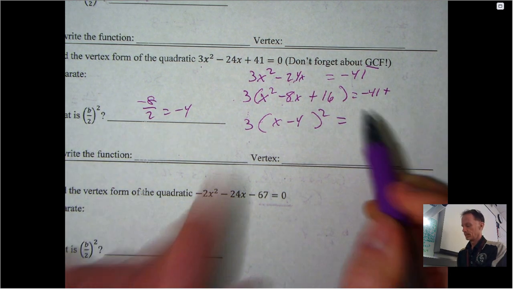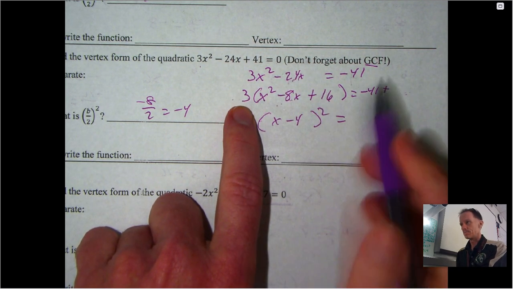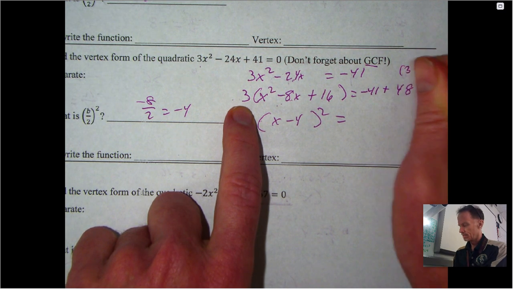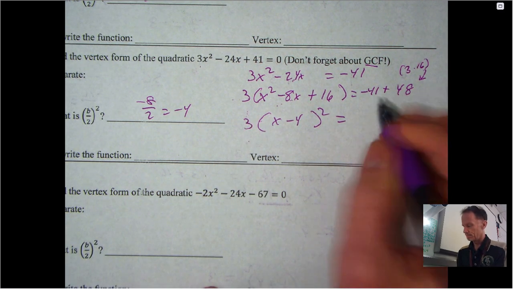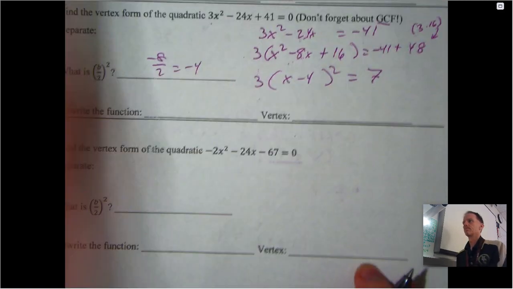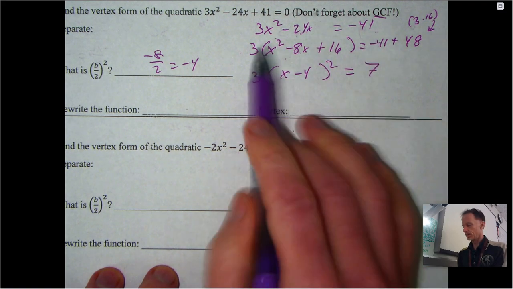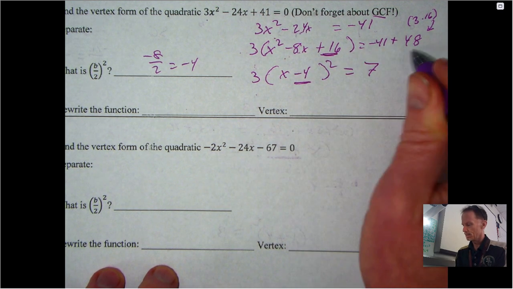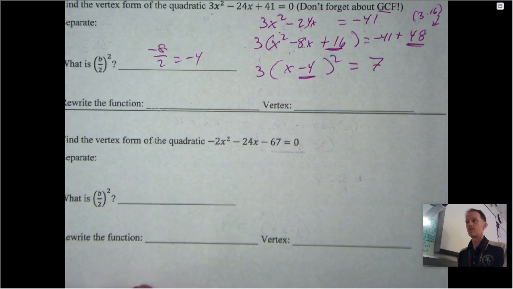Here's the wrinkle, okay? I'm not just going to add 16 here. I'm actually adding 3 times 16, which is 48. Okay, and then again, clean it up. So it's 7. So if you have a leading coefficient, still move the constant, factor it out with a GCF, but we're still adding in the spaces, just making sure that we're adding in the leading coefficient as well to the other side of the equal sign.